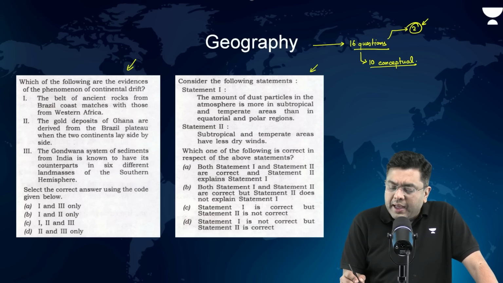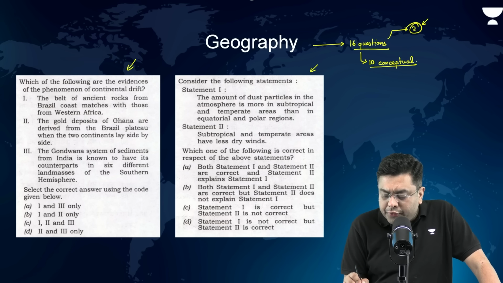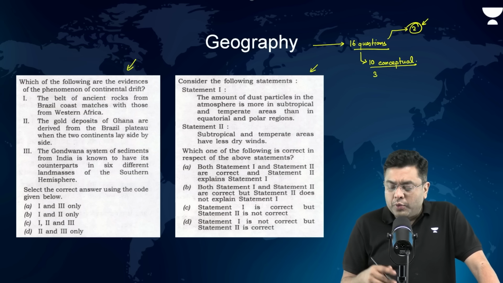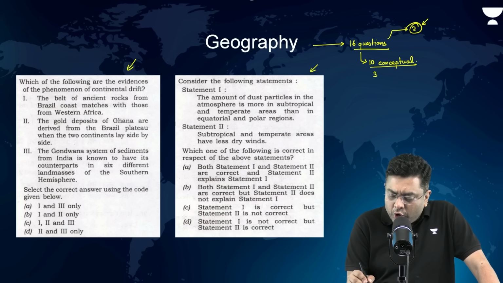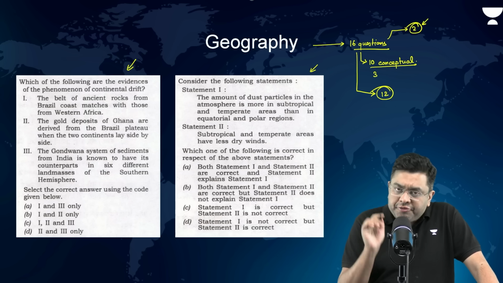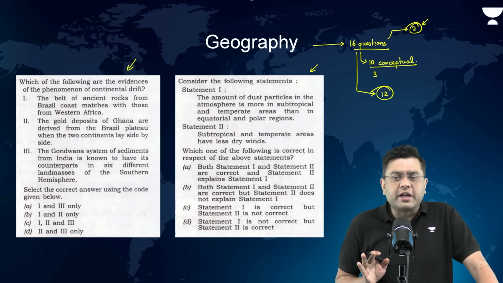In geography, out of 16 questions, 10 are conceptual. Three are associated with current affairs based concepts, and two are absolute factual map questions. So here also, I should be able to solve at least 12 questions if I am reading only concepts, that is the NCERTs or the class notes. That's it. Then, other than that, history.